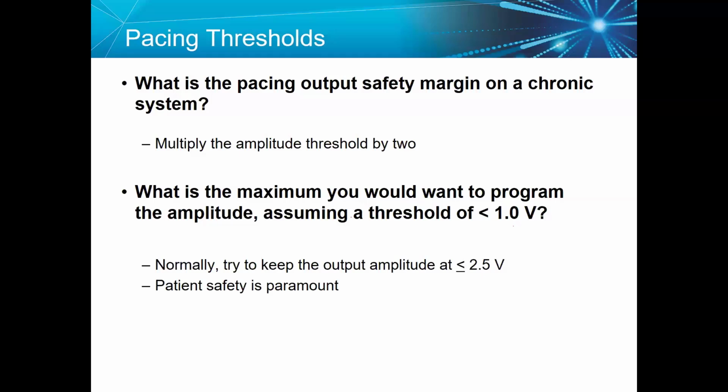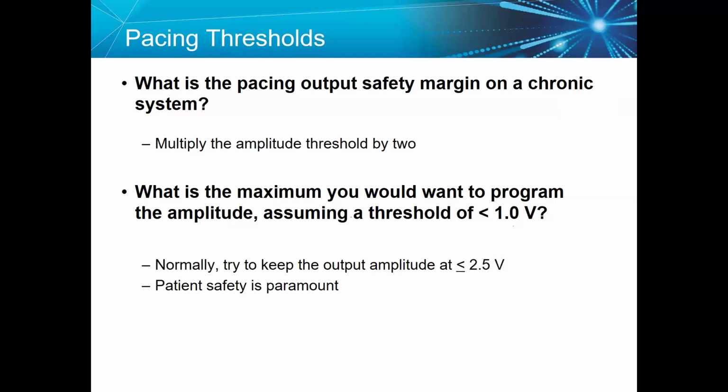Okay, pacing threshold. What is the pacing output safety margin in a chronic system? Multiply the amplitude by 2. And what is the maximum you would want to program the amplitude, assuming a threshold of less than 1 volt? Normally, try to keep the output amplitude less than 2.5 volt. But take care, patient safety is paramount. Patient safety is the most important thing that we are looking for.